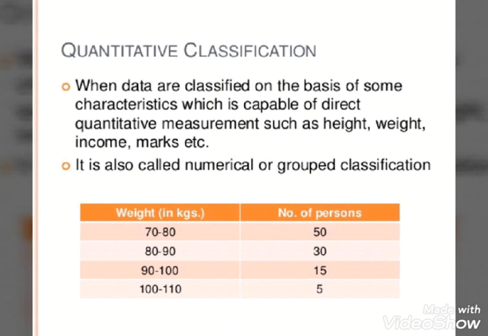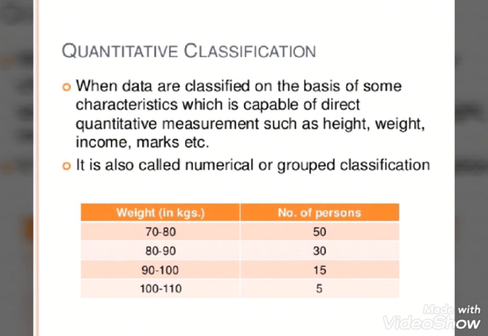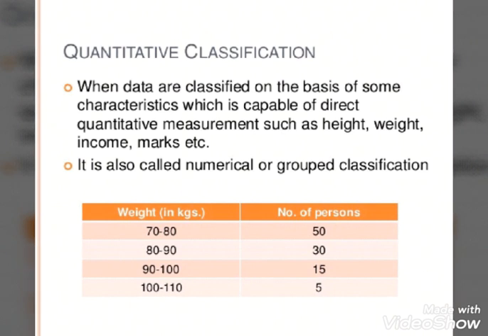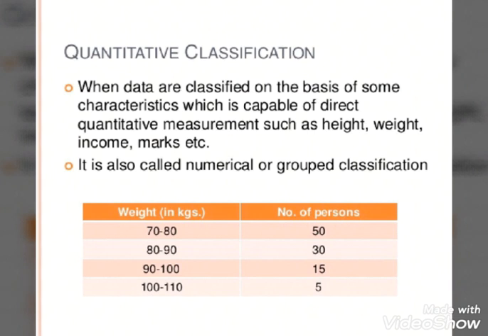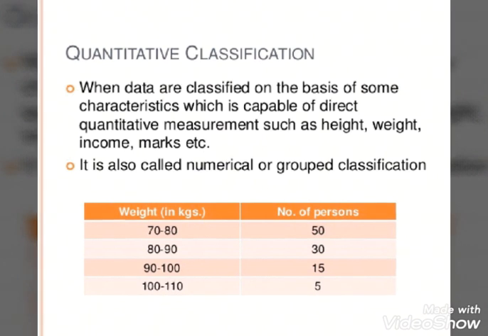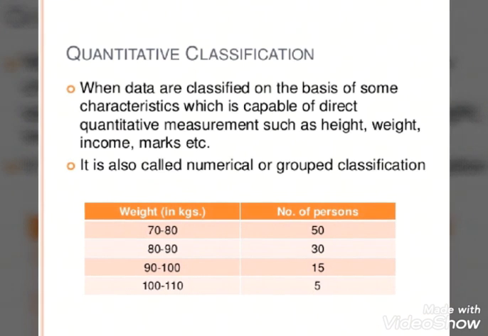Quantitative classification means the amount, the value. In this you will be seeing the numbers. Data are classified on the basis of some characteristics which are capable of direct quantitative measurement, such as height, weight, income, marks, etc. It is also called numerical or grouped classification. So you are seeing in this there are numerical values, that is, numbers you are using. Whatever data collection you are doing on this category, like height, weight, income, marks, will be classified under the quantitative classification. You can see here the examples. Weight and number of persons are mentioned.